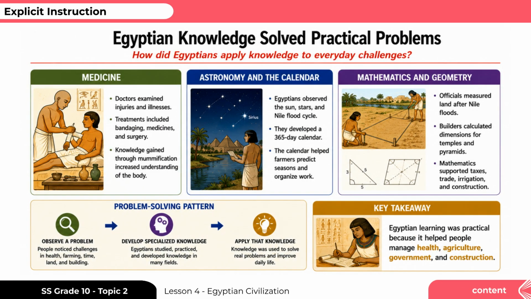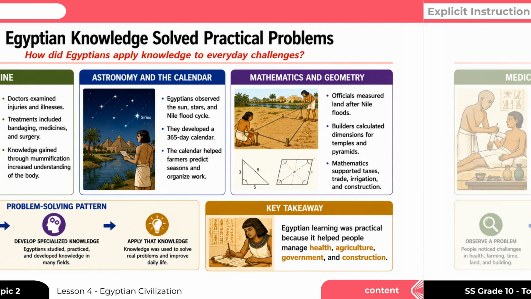Egyptian learning grew from real needs. In medicine, doctors examined injuries and illnesses and used treatments such as bandaging, medicines, and surgery. Knowledge gained through mummification also increased understanding of the human body. In astronomy, Egyptians observed the sun, stars, and the Nile's flood cycle. Those observations helped them develop a 365-day calendar that farmers could use to predict seasons and organize their work.